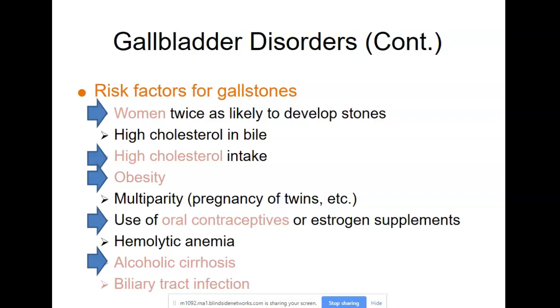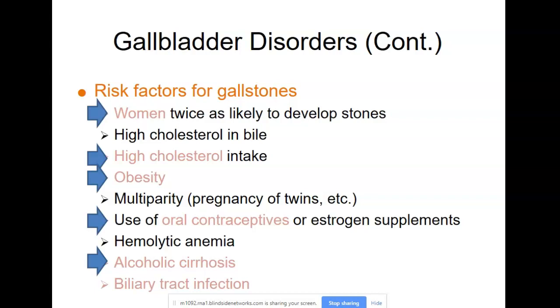There's high cholesterol. Remember, bile is really important for absorption of fat. So the more trans fat and saturated fats and cholesterol you take in, the more bile you're going to need, and the more cholesterol is just going to be present in your body in general, and the greater risk you're going to be at for forming gallstones.